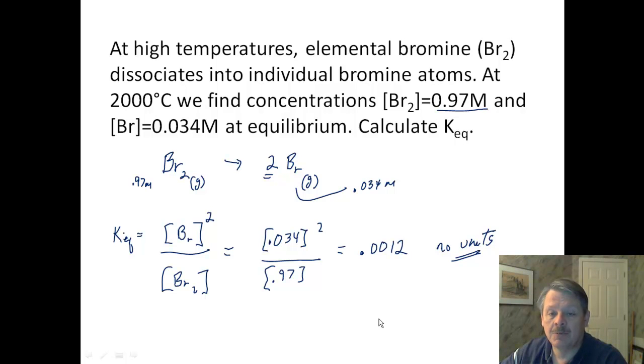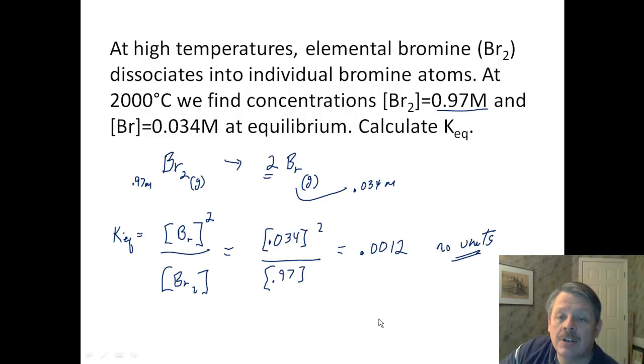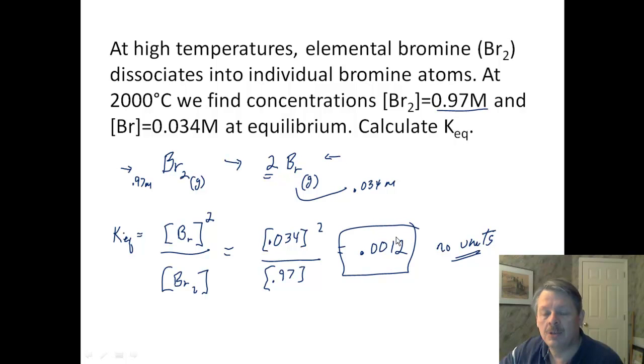So there's an example of doing it mathematically once you've set up the equation. All right. One thing to remember, and we've said this before, but I'm going to say it again, catalysts speed up the reactions in both directions. So catalysts do not change the equilibrium constant. So if we added a catalyst to this reaction, it is not going to change how much bromine we get, Br atoms, and it's not going to change how many Br2 molecules we have. Right, that ratio, this number, your KEQ, is not going to change. Right, it's just going to happen faster, sooner, whatever.